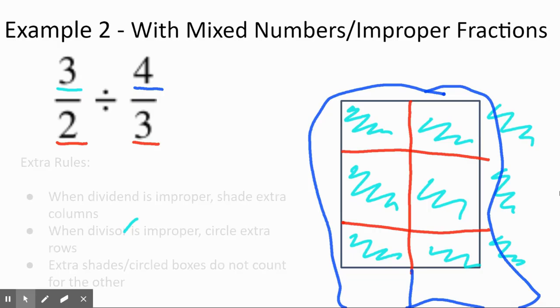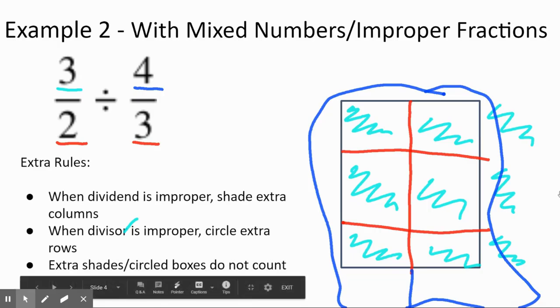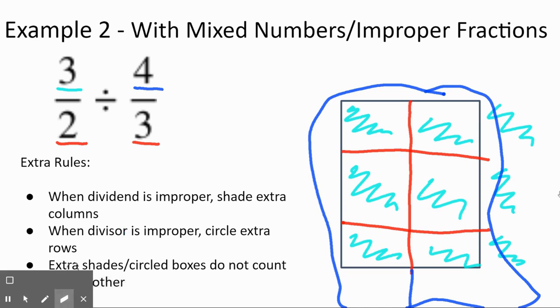That's actually going to be part of our special rules here. If our dividend is improper, you're just going to shade in however many extra columns you need. When your divisor is improper, you're going to circle extra rows. But the extra shaded or circled boxes do not count for each other.